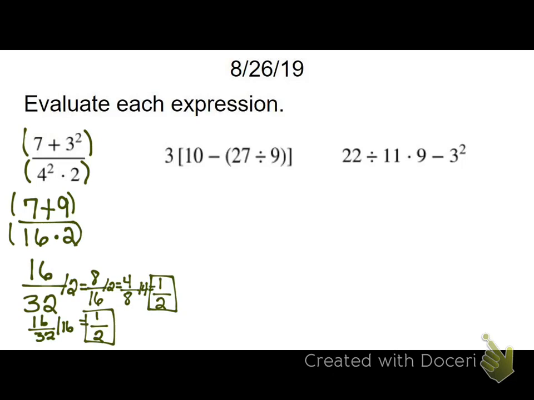All right, next one. This is one of my favorites. I love brackets with parentheses. They're so much fun. So I thought I was a mess today. You might just beat me.